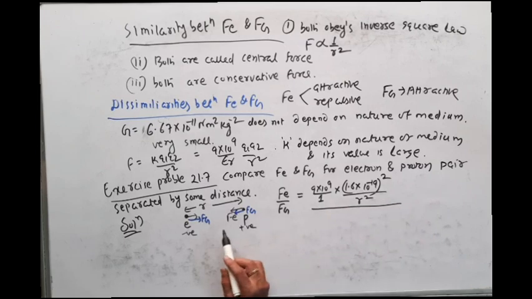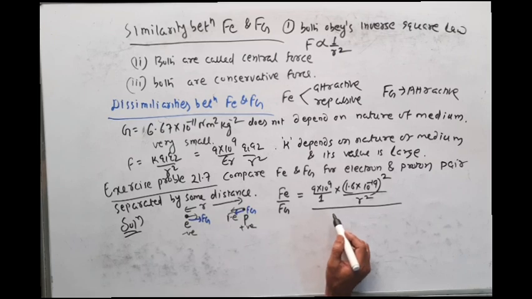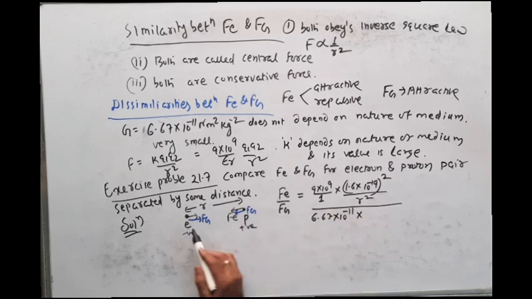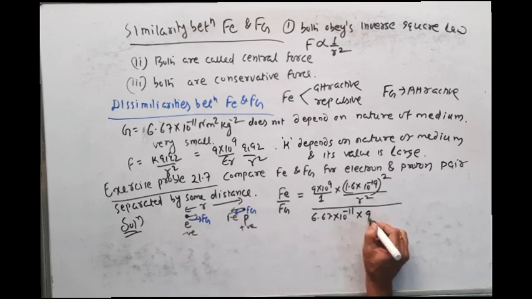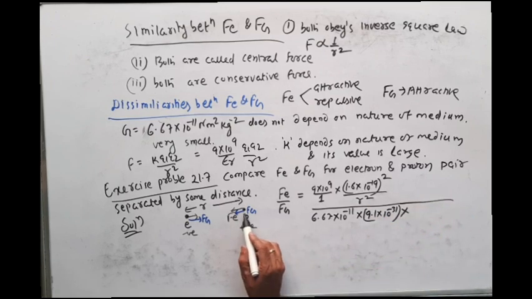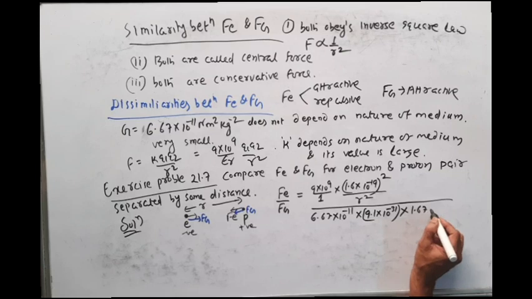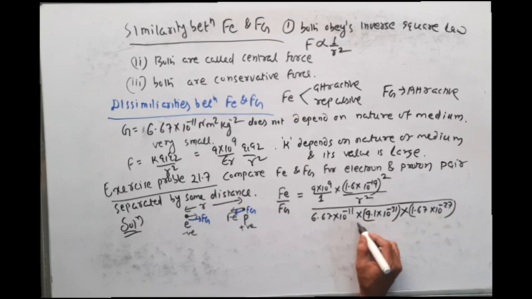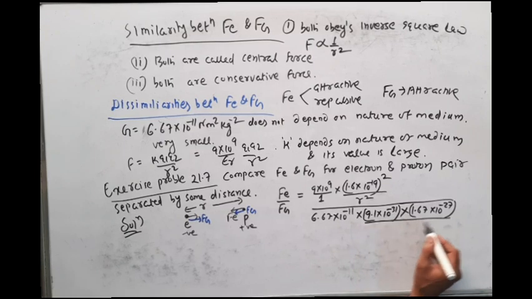Then what is the gravitational force of attraction between electron and proton? We know G m1 m2 by r square. So what is the value of G? 6.67 into 10 to the power minus 11, into mass of electron. I think mass of electron is 9.1 into 10 to the power minus 31 kg, into mass of proton. What is the mass of proton? 1.67 into 10 to the power minus 27 kg, divided by r square.